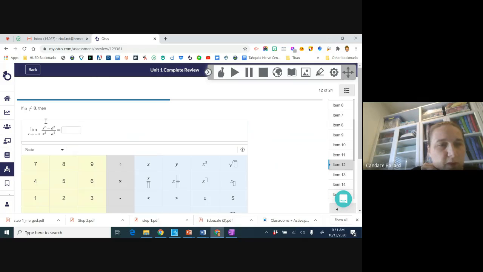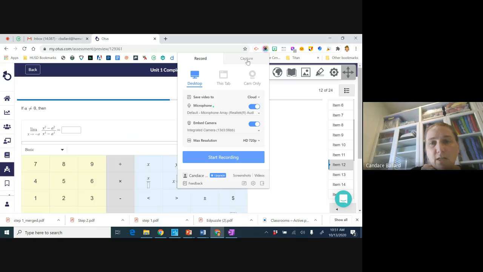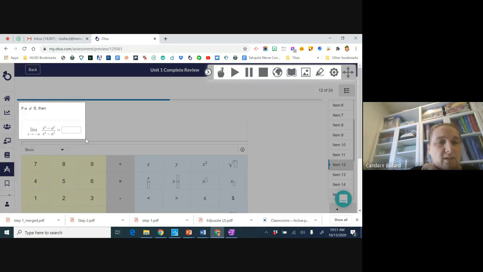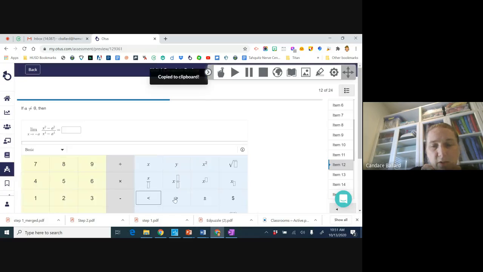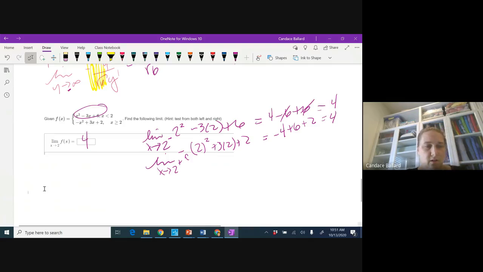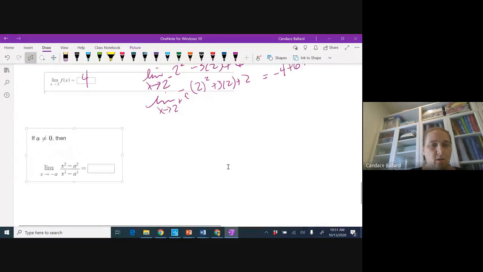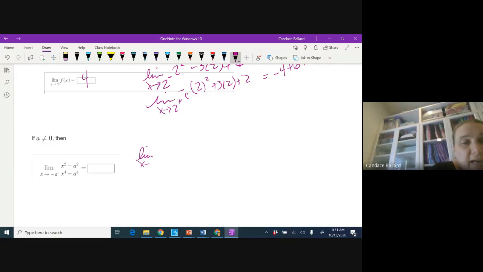Okay, so this one here, we're going to have to factor it. Let me take a screenshot of that one real quick so I can get to somewhere where I can write. Okay, so it tells us that A isn't going to be equal to 0. Okay, so I'm going to go ahead and factor this. It's a difference of squares factoring. It just looks kind of weird. I'm going to leave the numerator alone, actually, and I'm just going to factor the denominator.